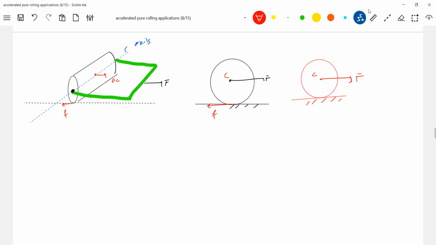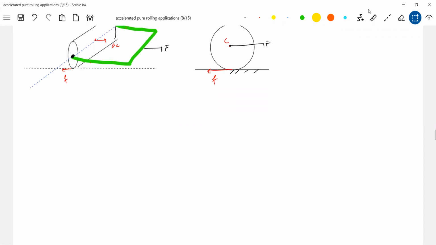Sir, how can you apply force at the center of mass? The background is this one. This is the diagram. Things will be like this. Getting this one? Okay, now let's take the next condition.